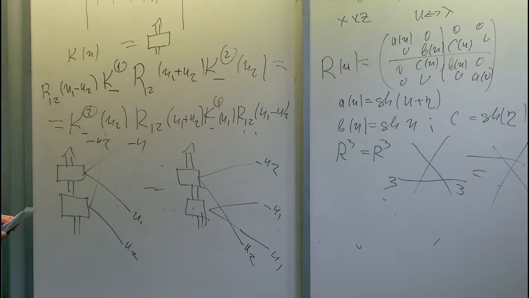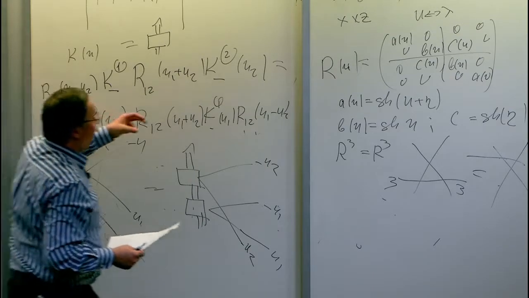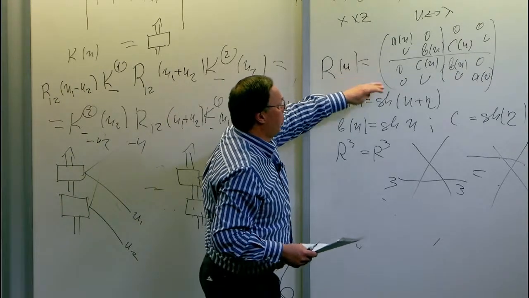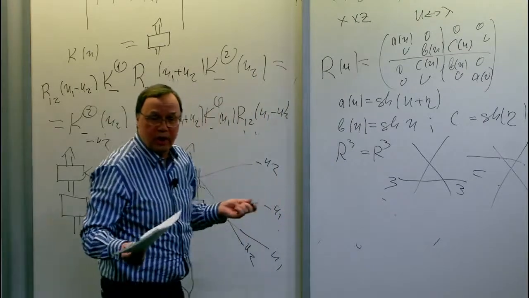K and R generate the algebra? Oh, no. K, at first I solved the Yang-Baxter equation and fixed the equation for something which was known before, the XXZ.